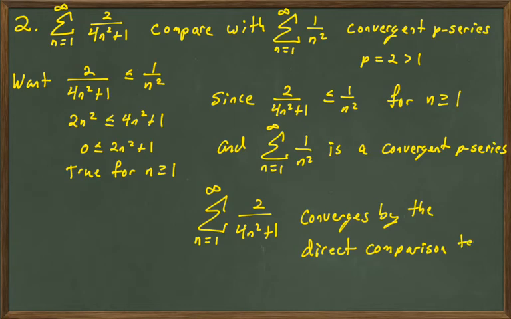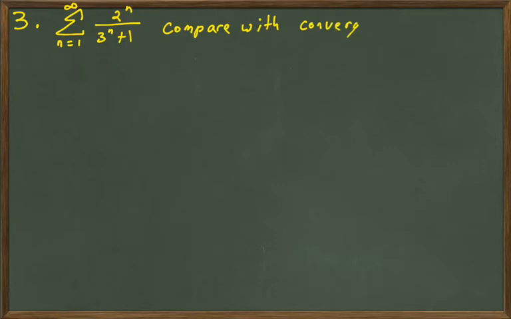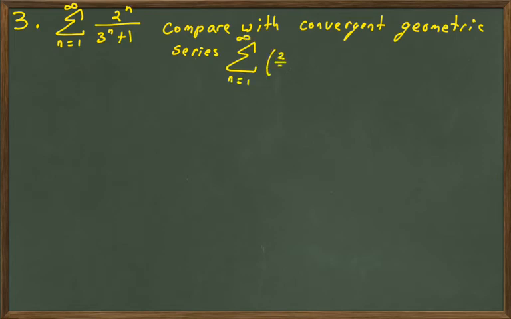So again, when you're doing the comparison test, you're typically going to compare to a p-series or a geometric series. And so in the next example, I think we're going to be looking at a geometric series. So we're going to look at the sum n equals 1 to infinity of 2 to the n over 3 to the n plus 1. Okay, and we're looking at the 2 to the n over 3 to the n, which is the same as 2/3 to the n. So we're going to compare it with the convergent geometric series, sum n equals 1 to infinity of 2/3 to the n.